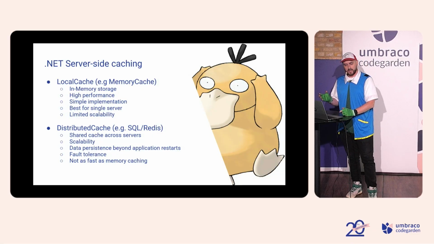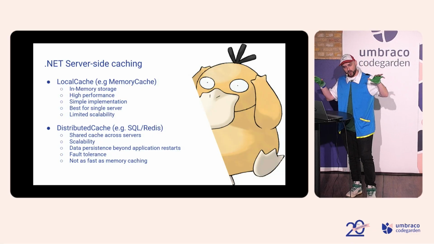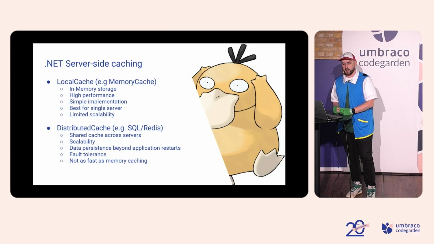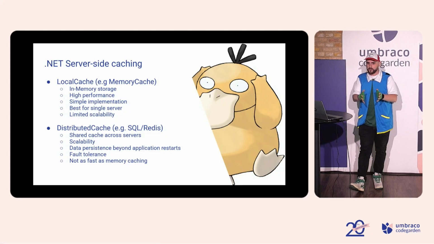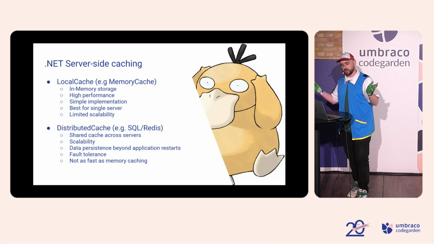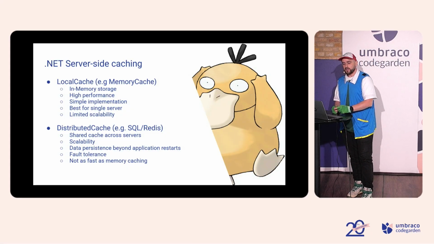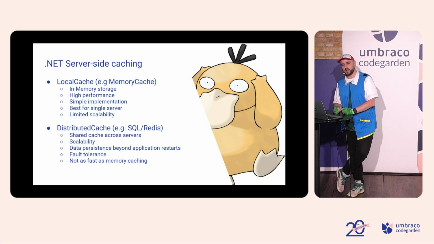You have a shared cache that's accessed from multiple nodes. Easier to scale as you need to farm out more nodes. That's fine. You've got a distributed cache. It doesn't matter how many are accessing it. This is an important one. Data persists beyond application restarts.